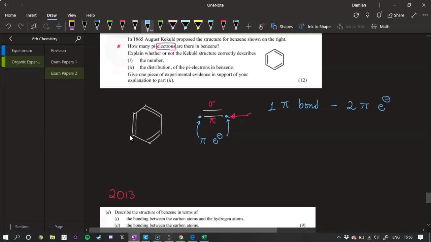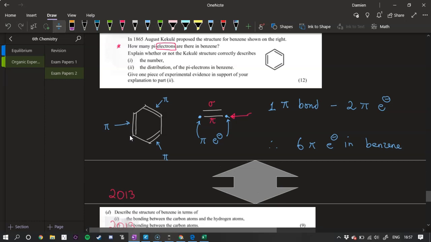So if you have a pi bond here in this double, a pi bond here in this double, and a pi bond here in this double, each double holds 2 pi electrons. So you can say, therefore, you actually have 6 pi electrons in benzene. However, it doesn't ask this question. However, you have 3 pi bonds, and you've got to know the difference between them. Then it says, explain whether or not Kekule's structure correctly describes the number of the pi electrons and the distribution of the pi electrons.